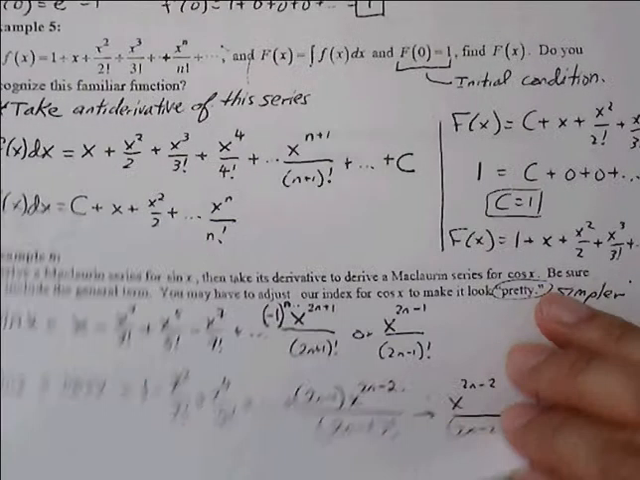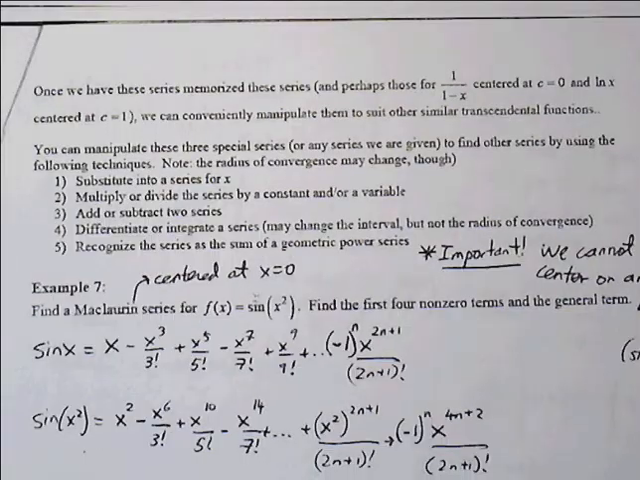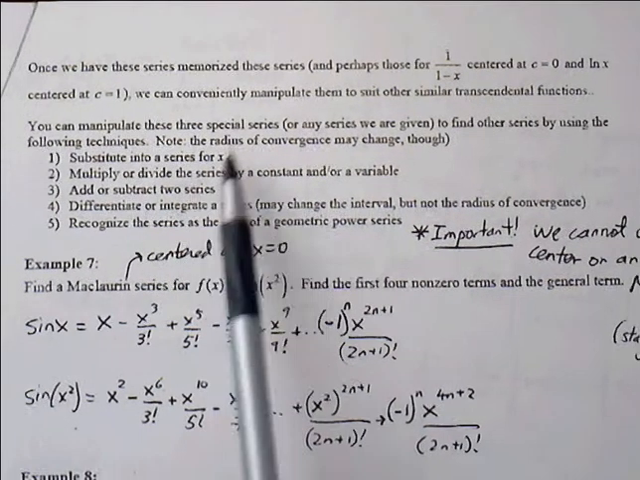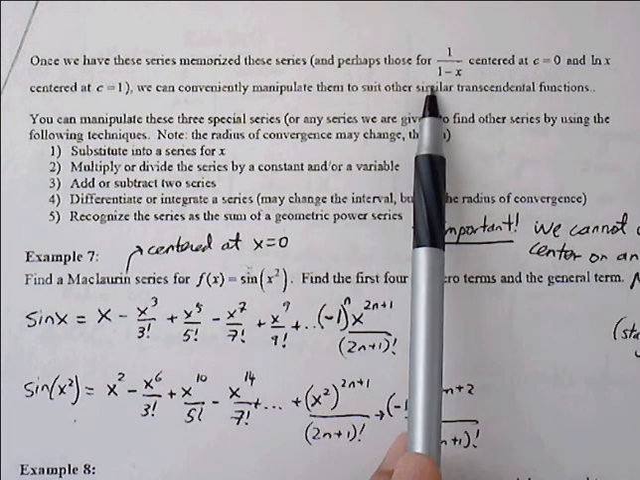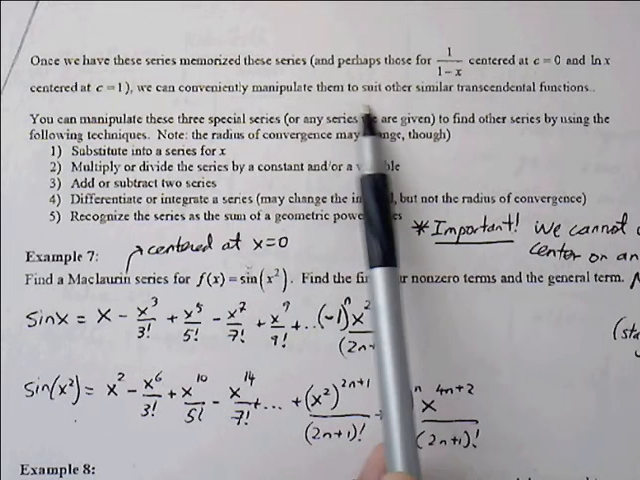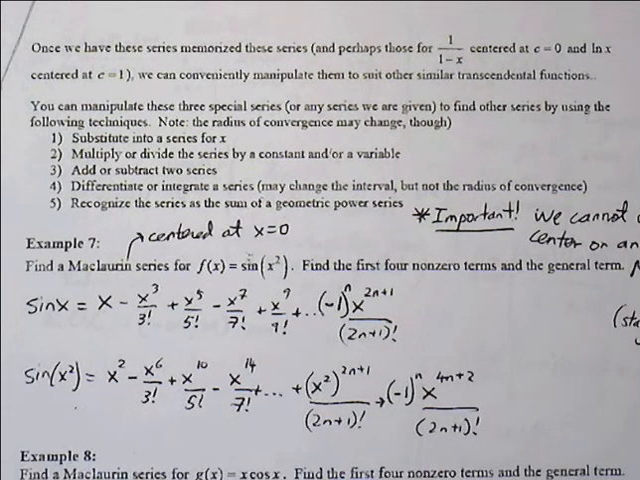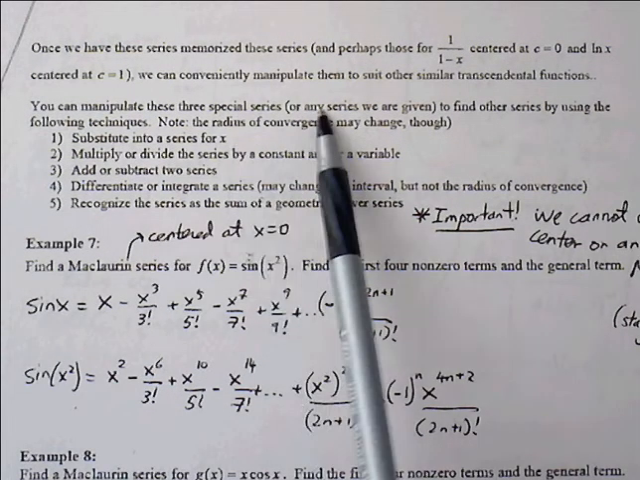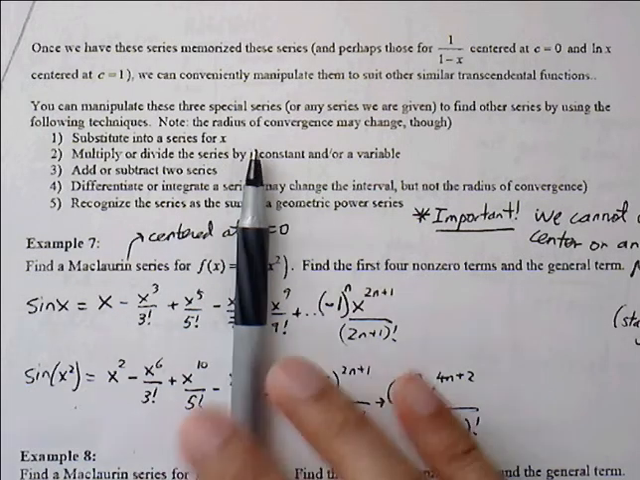All right, last page, last few examples here. Once we have these series memorized, and perhaps those for 1 over 1 minus x, which we're going to get to, we can conveniently manipulate them to suit other transcendental functions. We can manipulate these 3 special series to find other series by using the following techniques. Note the radius of convergence may change, however.